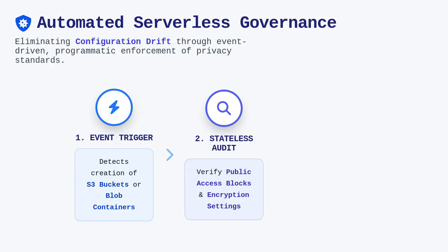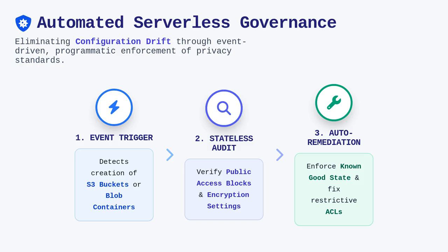If a script detects a storage volume without the appropriate encryption settings or restrictive access control lists, it should automatically trigger a remediation event. I prefer designing these as stateless functions that operate on an event-driven basis, allowing for a continuous, low-latency audit of your entire storage estate. By programmatically asserting a known good state for your configuration, you shift privacy from a manual review process to an inherent property of the system architecture.